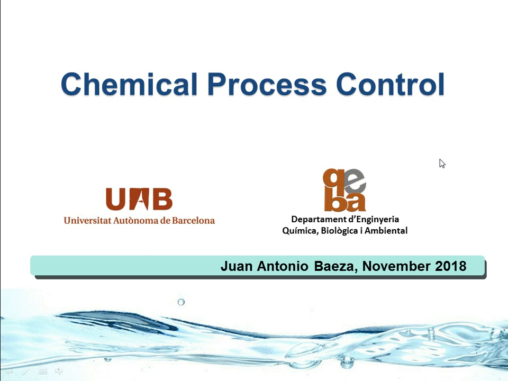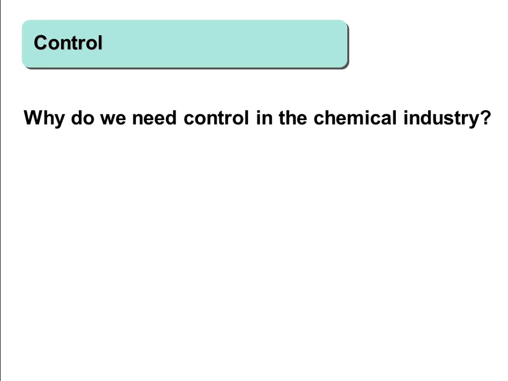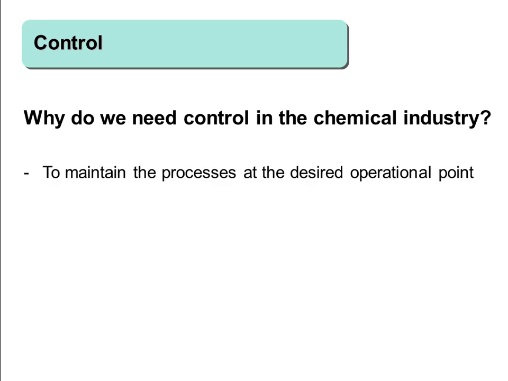Hello, welcome to this chemical process control lesson, an introductory lesson, where we are going to see the two most typical control loops that we can find in the chemical industry. Why do we need control in the chemical industry? Well, the main purpose of having control is to maintain the processes at the desired operational point.